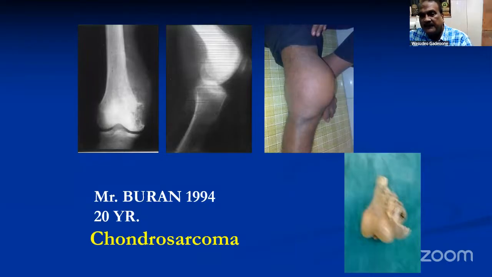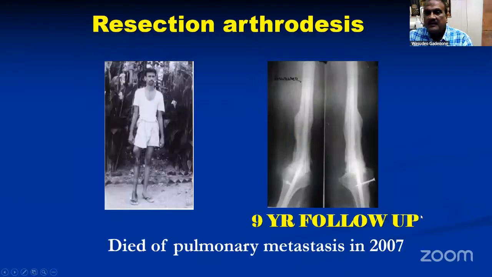Another example of an aggressive tumor, a chondrosarcoma, same treatment was given, complete excision and resection arthrodesis, and you can see here, there was a fracture of the bone, and the fracture of the nail, and the patient did not come, but the fracture again united, 9 years of follow-up, died of pulmonary embolism metastasis in 2007 after 18 years of the index surgery.